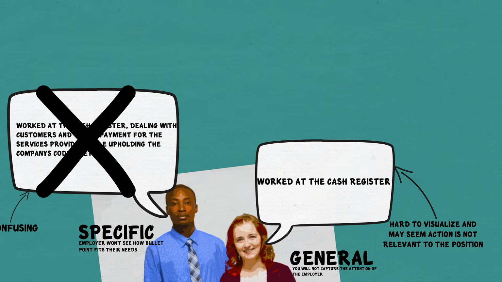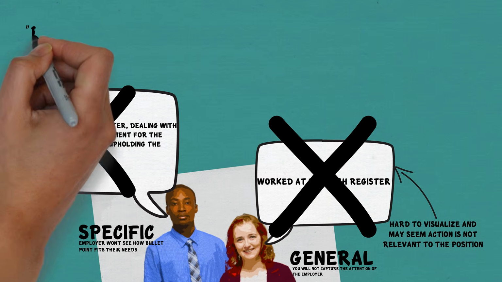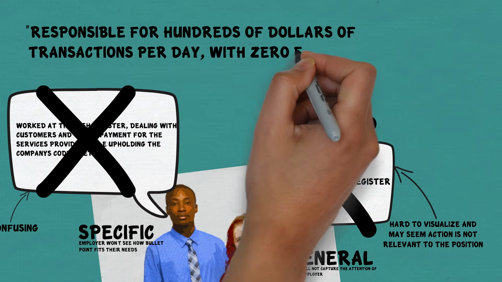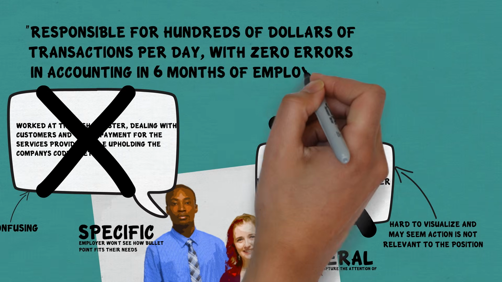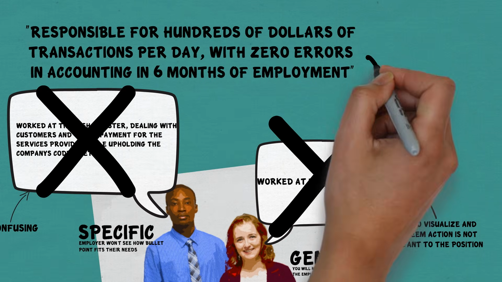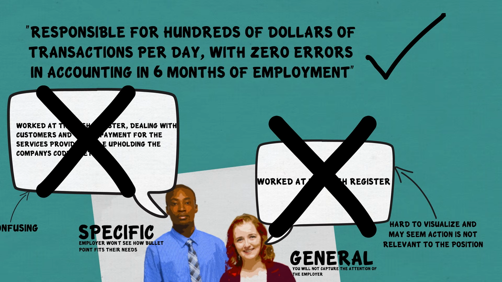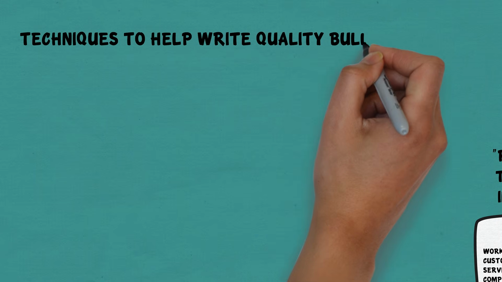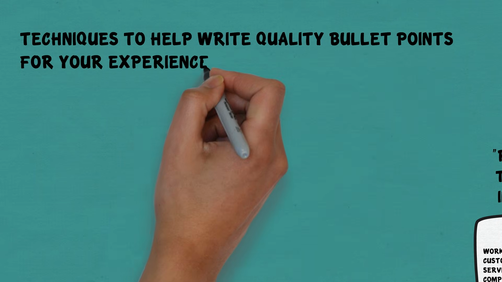A much better alternative for this statement could be "responsible for hundreds of dollars of transactions per day with 0 errors in accounting in 6 months of employment." This is specific enough to allow the employer to visualize your actions and get an idea of your attention to detail as well as your integrity. Here are several techniques to ensure you are writing quality bullet points for your experiences.